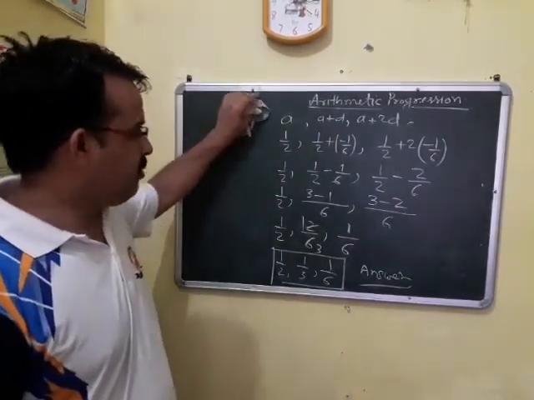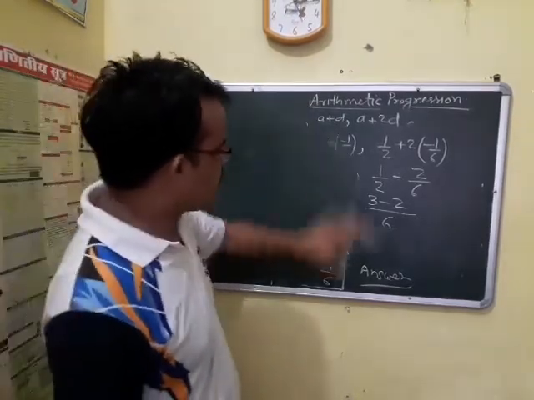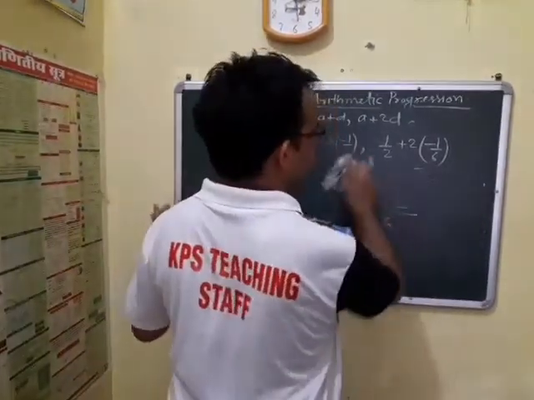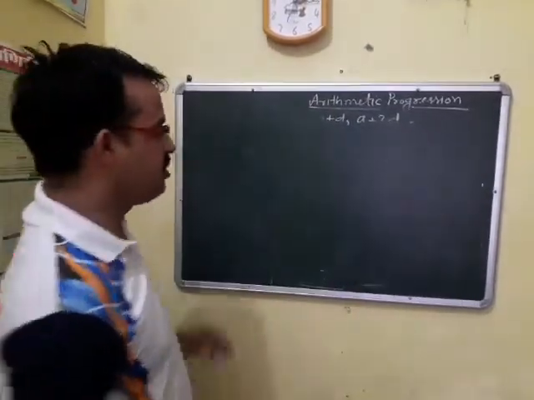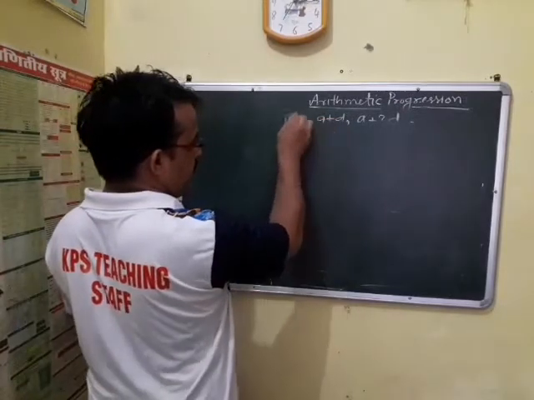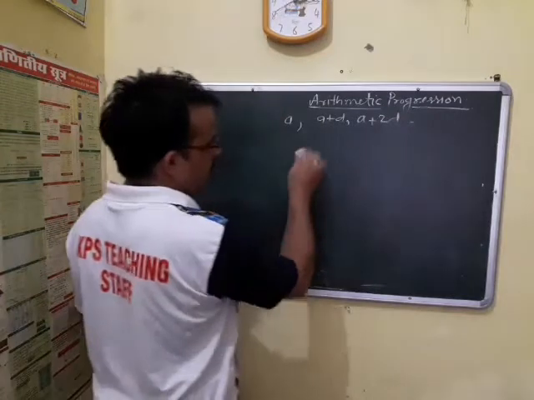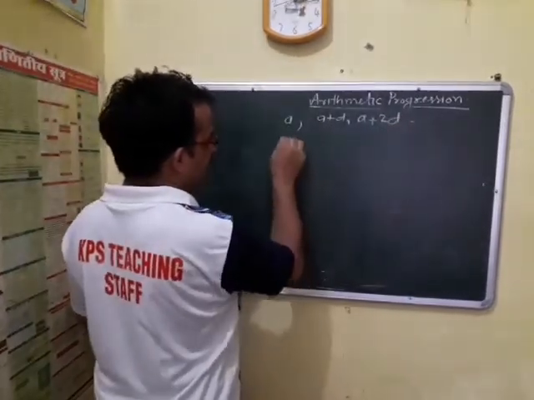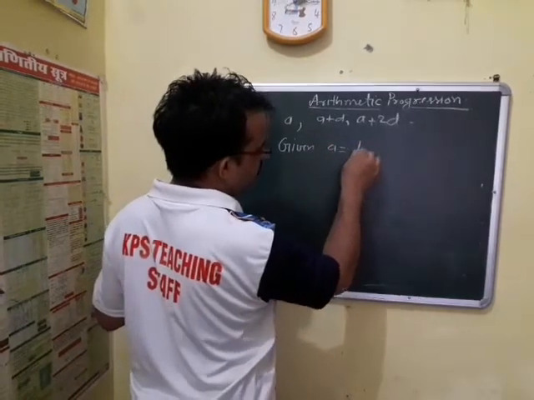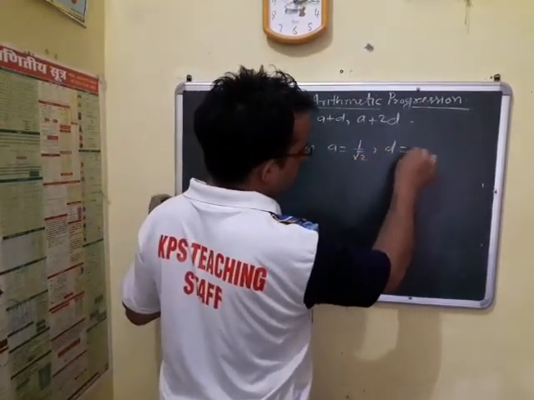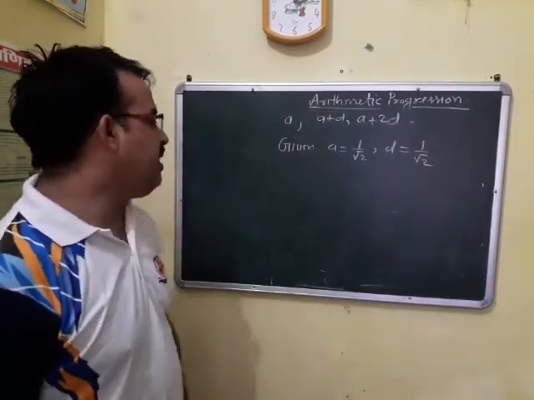Now solve the second portion of this question. This one is clear. Now see the second portion of this question. Here there are three terms: A, A plus D, A plus 2D, and A's value is given. Given A is equal to 1 by under root 2 and difference is 1 by under root 2. Find three terms of the AP here.